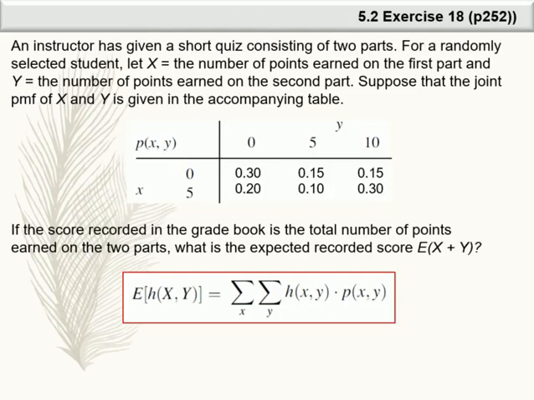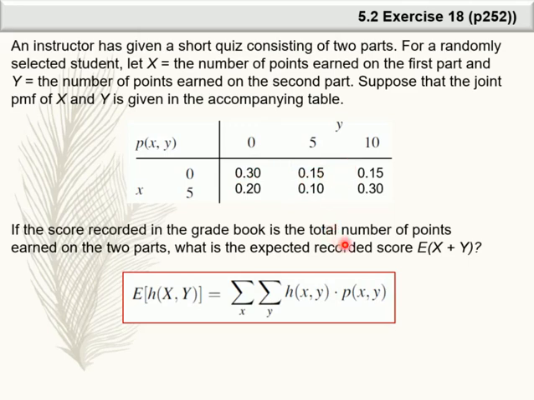Suppose an instructor is given a short quiz and it has two parts. X is the number of points earned in the first part. Y is the number of points earned in the second part. Suppose this table gives you the joint probability mass function of x and y. So what this tells us is y can only take on values 0, 5, or 10. And for x, that's actually your part 1 of the test, you can only get 0 or 5. And then this table gives you the probabilities for the different combinations of x and y scores.